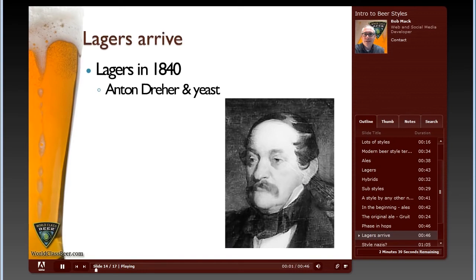Lagers only arrived on the beer scene around 1840 when a brewer from Vienna named Anton Dreher developed the first true lager, called the Vienna lager. For years, Mr. Dreher had studied yeast and how they worked in beer, and although his understanding of them was not complete, he was able to isolate bottom fermenting yeast and create his Vienna lager entirely with that type of yeast, the first time such fermentation had happened for beer.